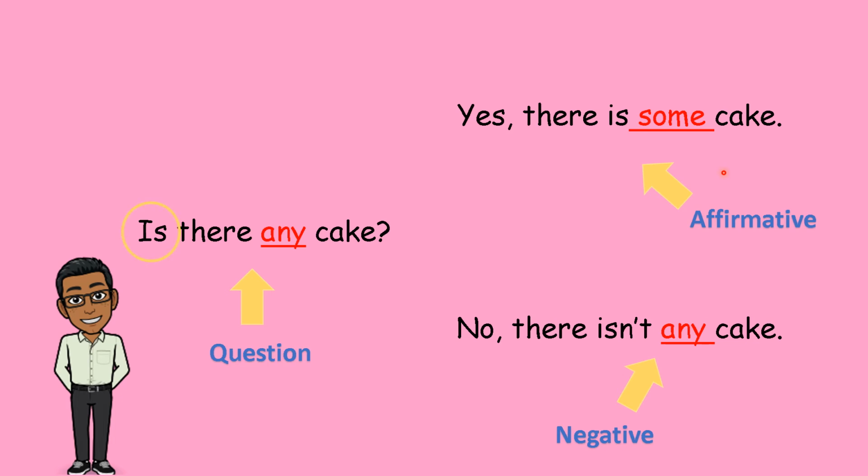Next, look at this one. Can you see? I circle the is. Is there any egg? Is there any cake? Yes, there is some cake. No, there isn't any cake. Okay, why do we use is? Make sure if the noun is uncountable, you use is. For a singular noun and uncountable noun, we use is. Okay, let's move on. I will give you another example.